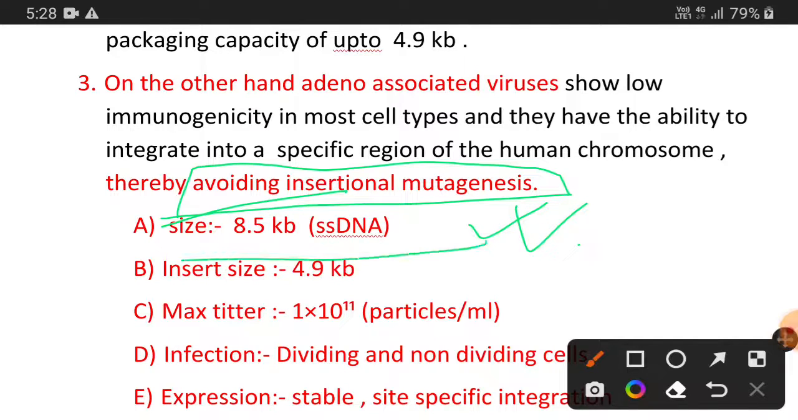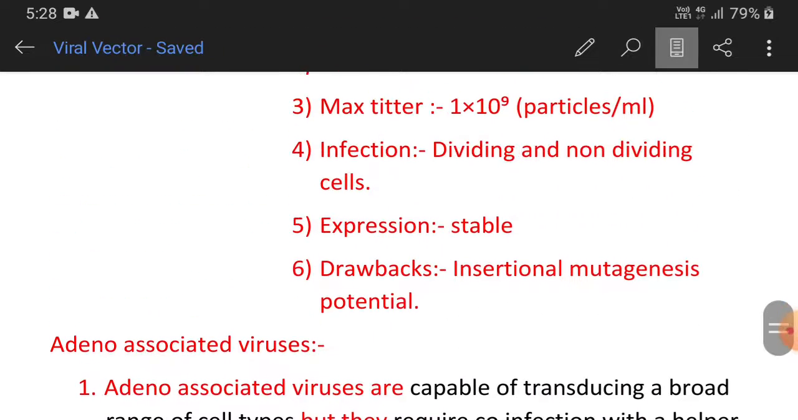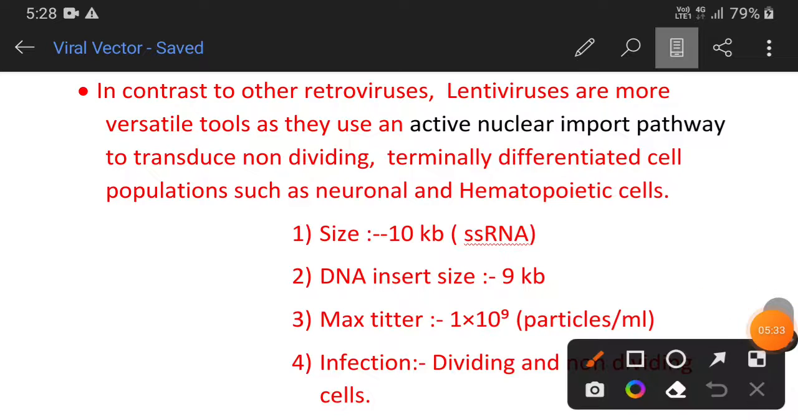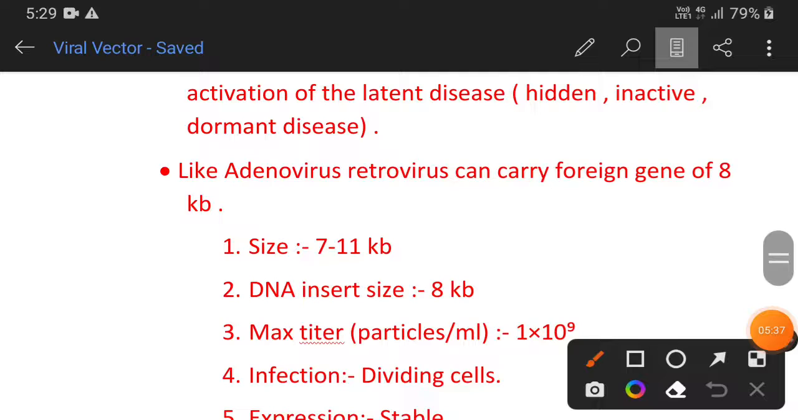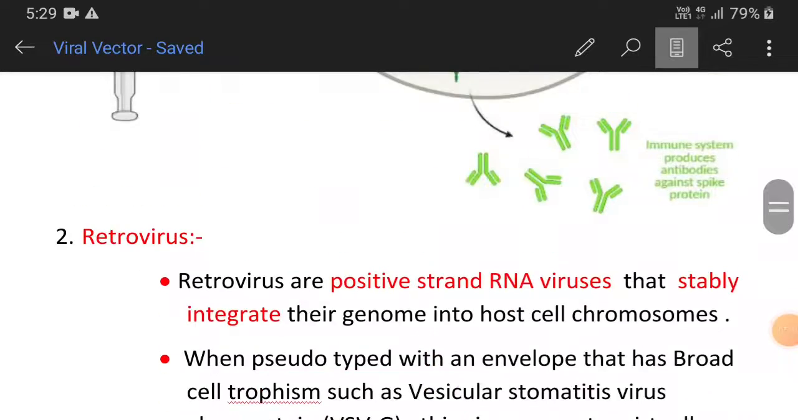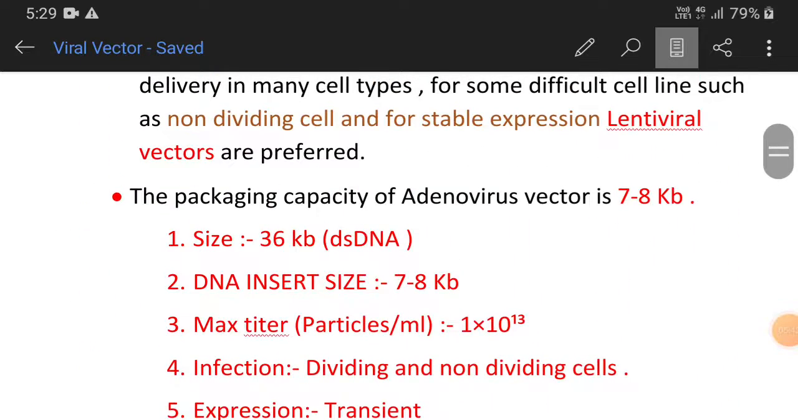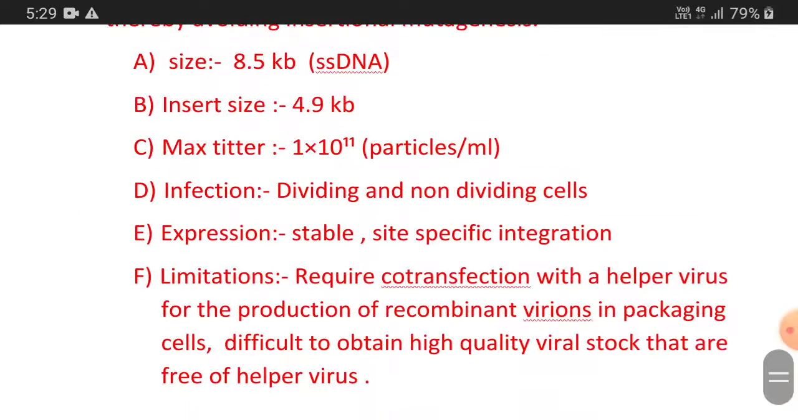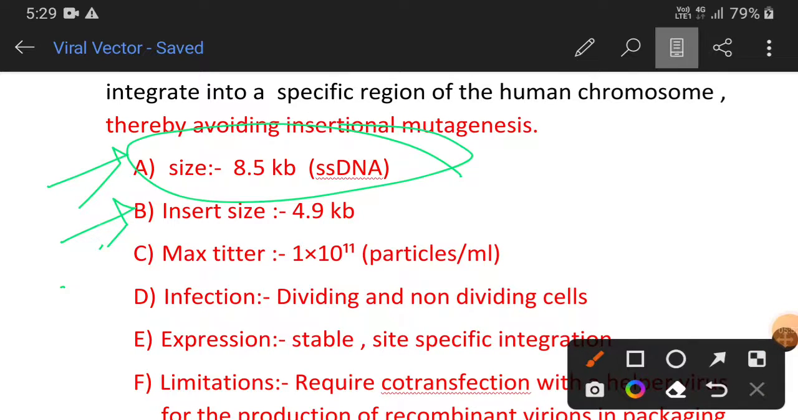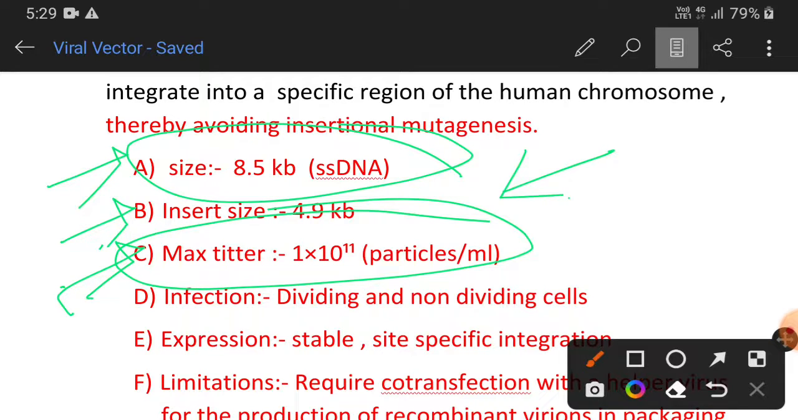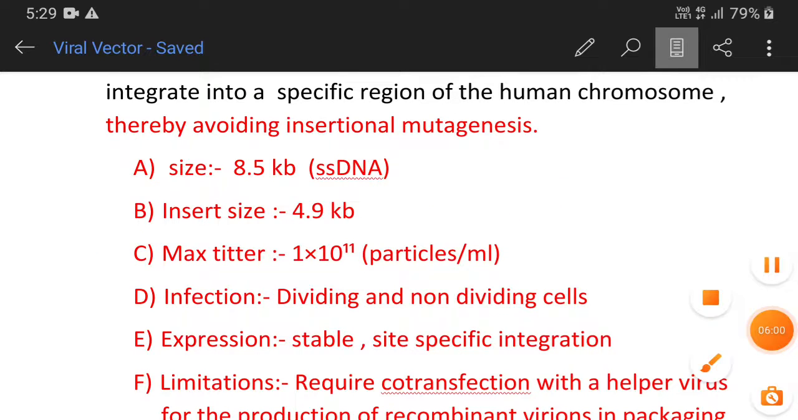So the total size is also relatively low, right? Because in other cases we are getting near about 9 or 11. For example, in the case of retrovirus we most probably saw up to 11, right? And the very first one we saw near about 36. That is quite high. So adeno-associated virus has the lowest insertion size and the lowest total size also, right? The maximum titer is 1 into 10 to the power 11, although it is not pure adeno-associated virus.